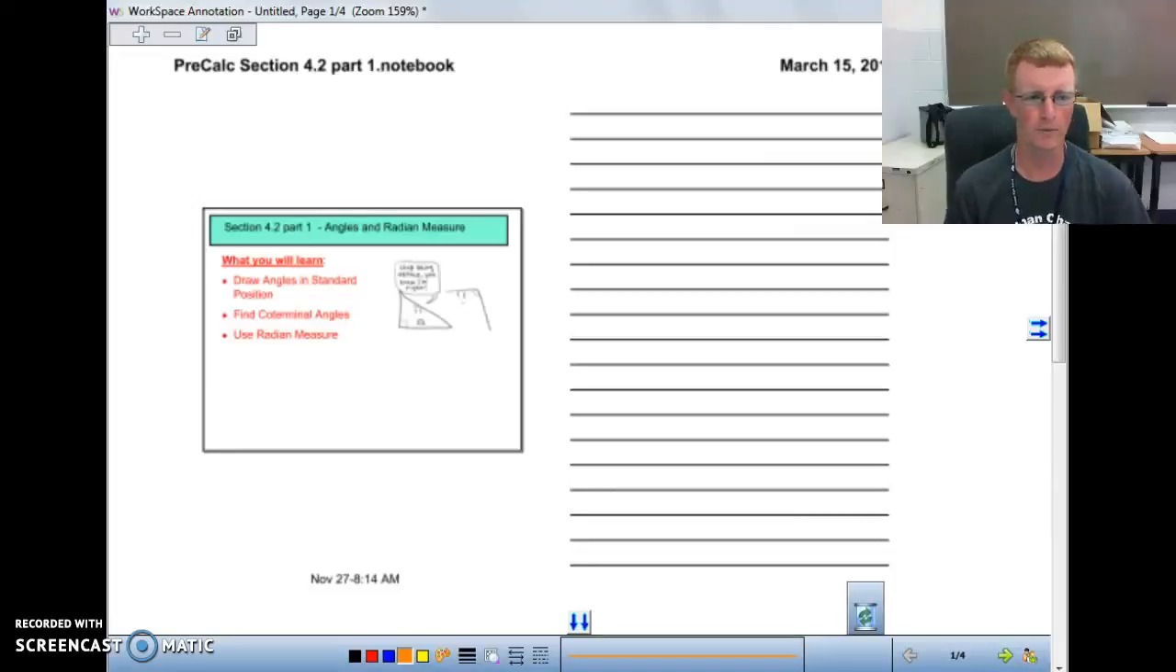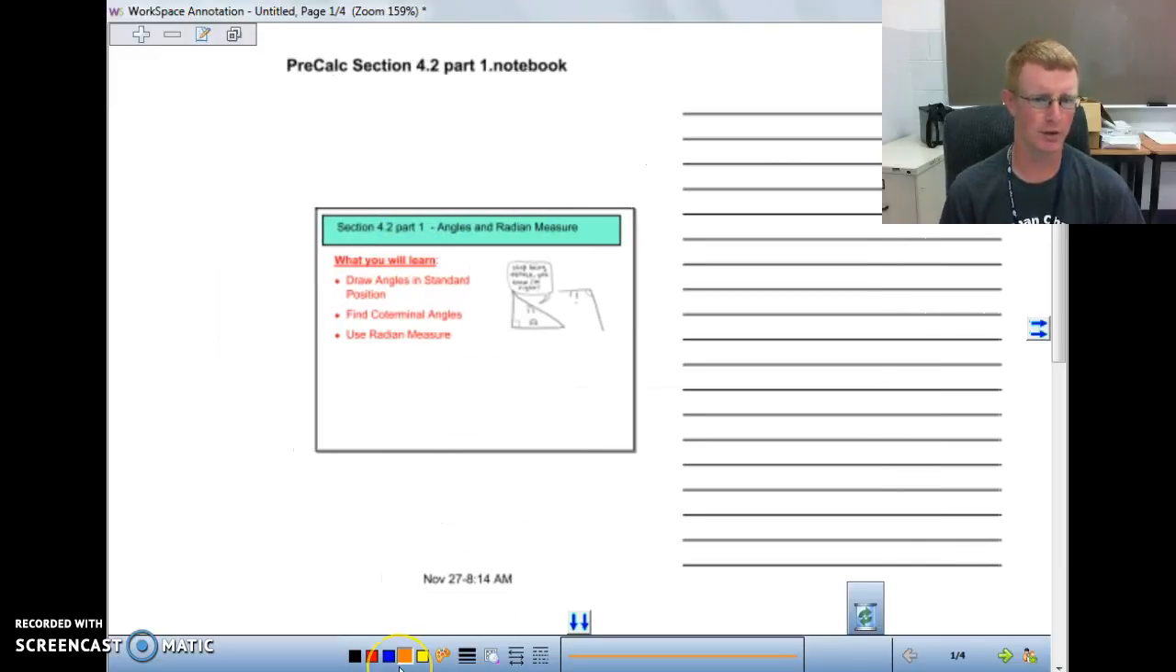This is 4.1 for pre-calc. Don't pay attention to the 4.2. This is 4.1 out of our book. What we're going to be talking about today is angles in radian measure.